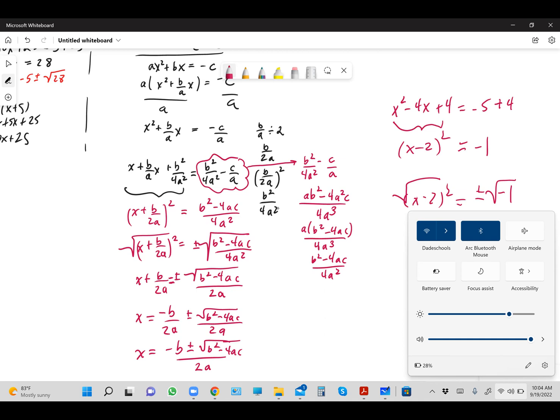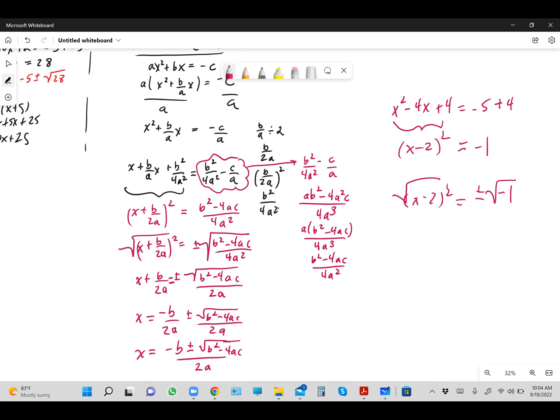Well, you got to make it. You got to force it. Let me give you another example. Well, you saw how I did this one here, right? What's half of negative 4? And negative 2 squared.